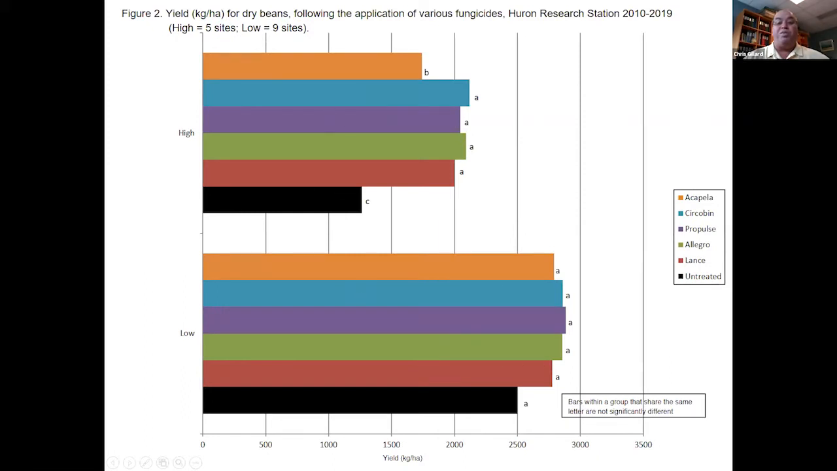Second slide just shows the yield response that we get out of the low and the high infection sites. So the low infection sites, we get no differences between products. In fact, they're all similar to the untreated control. They're all higher yield, but they're not significantly higher. When we get to a higher disease site, we get quite a response. I mean, this is a 50–60% yield response at least for some of these products. Of the top 3 products, the top 3 products are Soybean, Propulse, and Allegro in most of our work. Acapella does have some activity for strobilurin, but it's generally weaker. Okay.